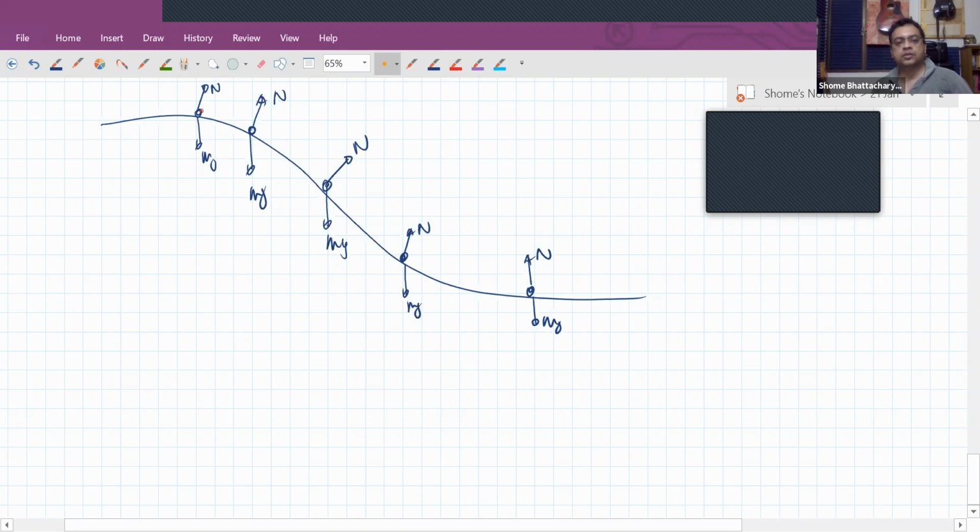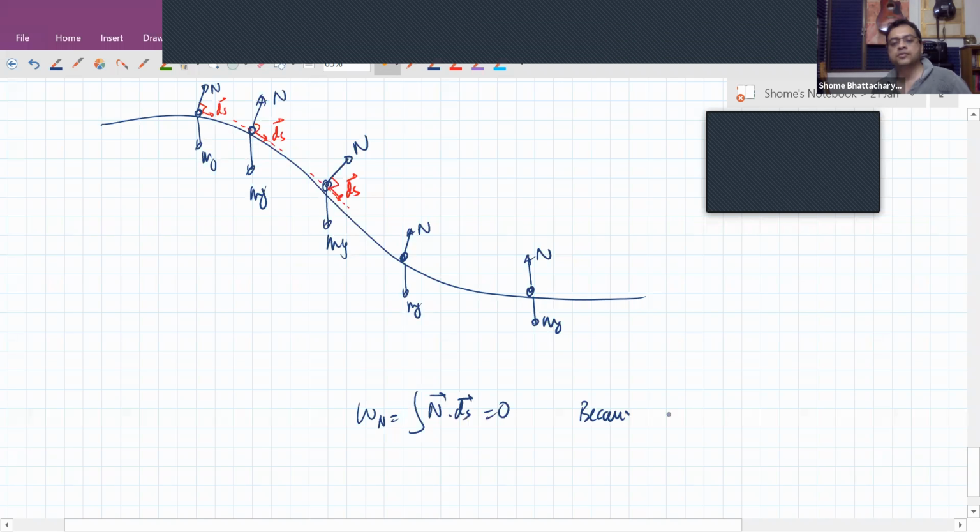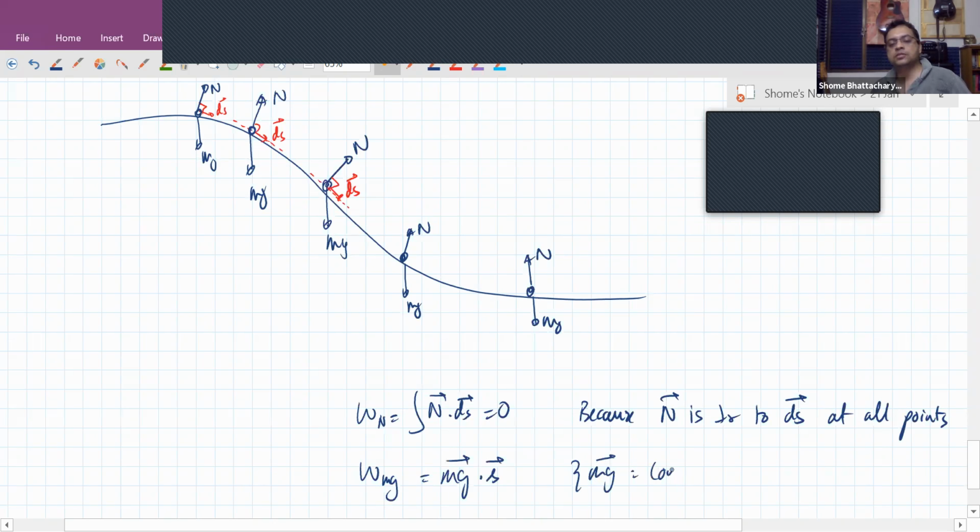Okay. So here, this is like this. The displacement will always be along the tangent at that given point. So it will be perpendicular to normal reaction. Okay. So for work done by normal reaction, we will have to use this relation, but that will be 0 because N is perpendicular to the differential displacement at all points. Okay. Whereas as far as work done by mg is concerned, we have to just use this mg dot product with displacement because mg is a constant force.